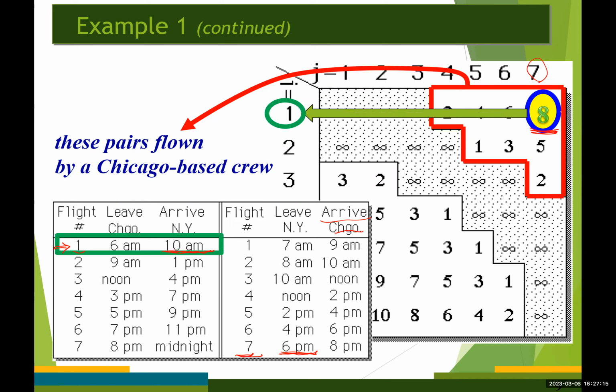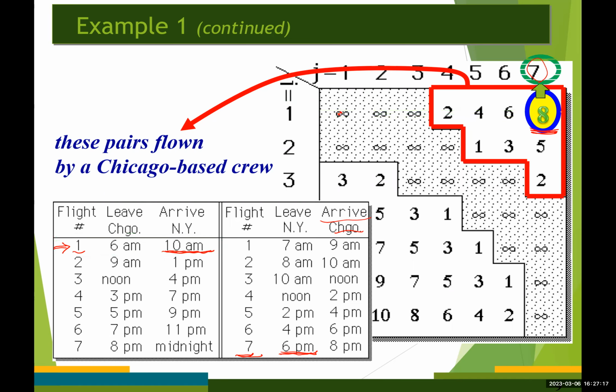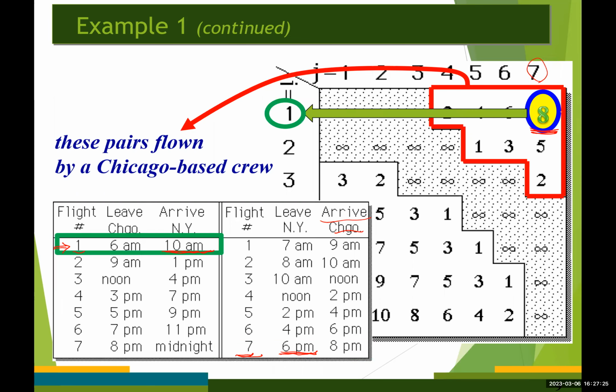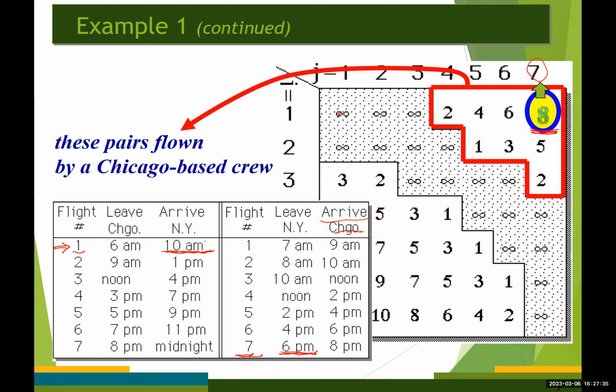That's what I explained to you. So first he takes flight number 1 to New York City. He will arrive at 10 o'clock in the morning, right? And then he will take flight number 7 at 6 p.m. to come back to his home city, which is Chicago, right? So that's why we got the 8 hours of layover time.